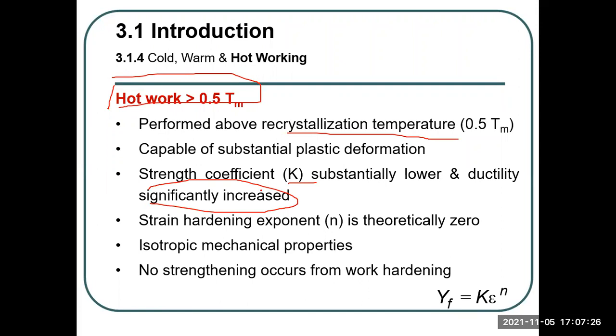Strain hardening in this case is nearly zero. Why? Because if you heat up to a high temperature, all the dislocations are actually gotten rid of. You don't have any dislocations anymore, so you don't really have much strain hardening. Also, since the grain size becomes more equiaxed, you achieve isotropic instead of anisotropic mechanical properties.